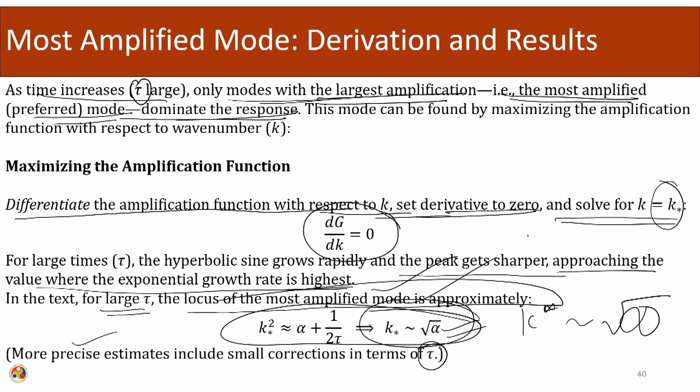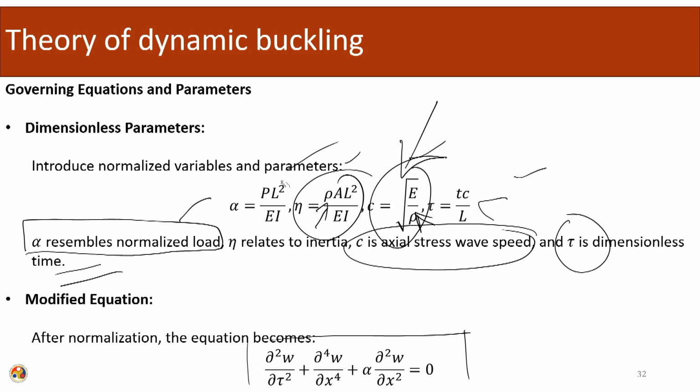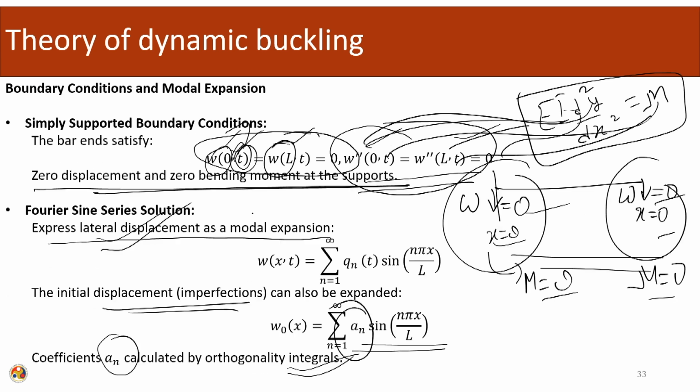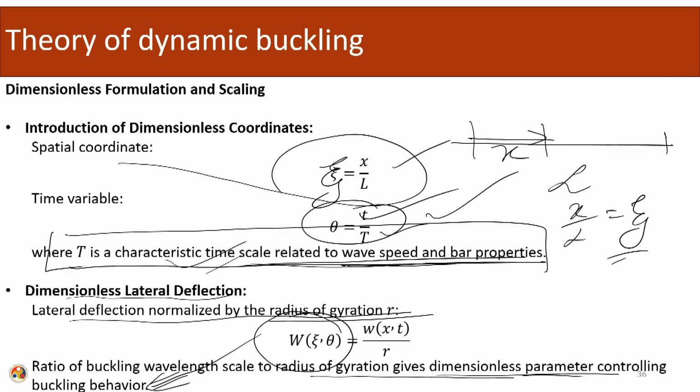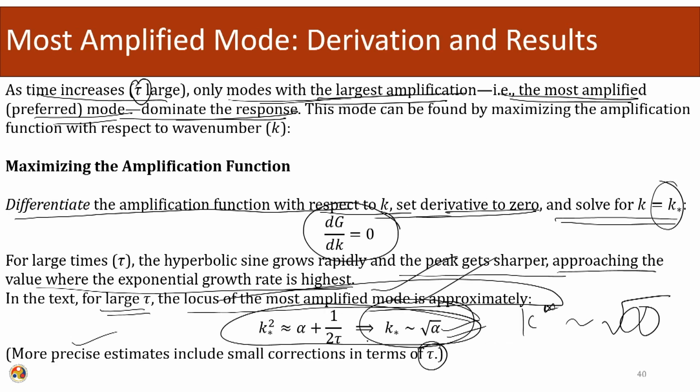And alpha we have already seen. Alpha was the normalized load. So, the most amplified mode will depend upon the normalized loading condition. So, it depends upon alpha.